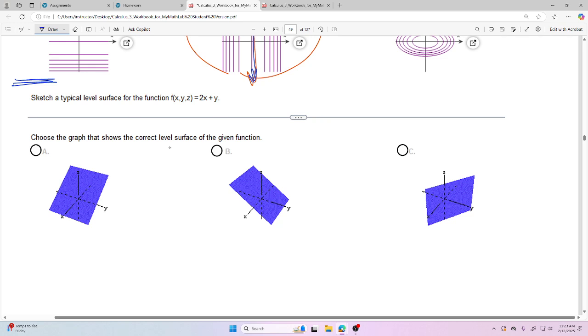So let's do it. Let's say that I have this set equal to 0 for a second. Let's start with that. That's an easy one, right? What's going on at z equals 0? What's going on in the xy plane? Move this over.